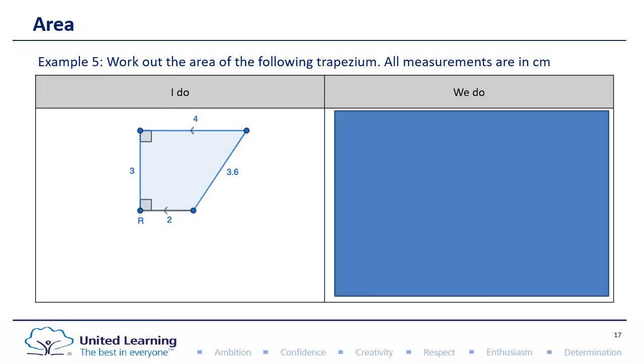Example 5. This time we're given a trapezium. Work out the area of the following trapezium. All measurements are in centimeters. To work out the area of a trapezium, we have to add the two parallel sides. These are the ones that have the arrows on them. Parallel means that the sides or the lines will never meet. Divide your answer by 2 and then multiply this by the perpendicular height. Here are my two parallel sides, and here is my perpendicular height.